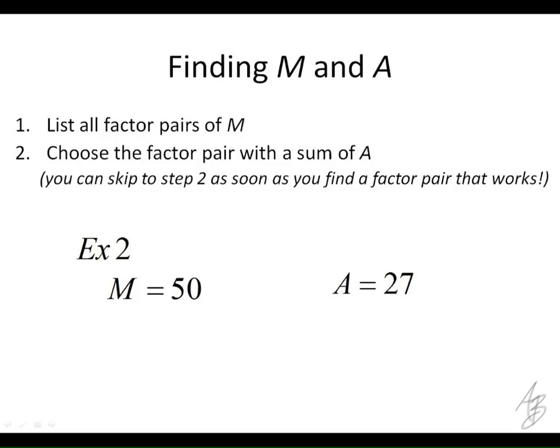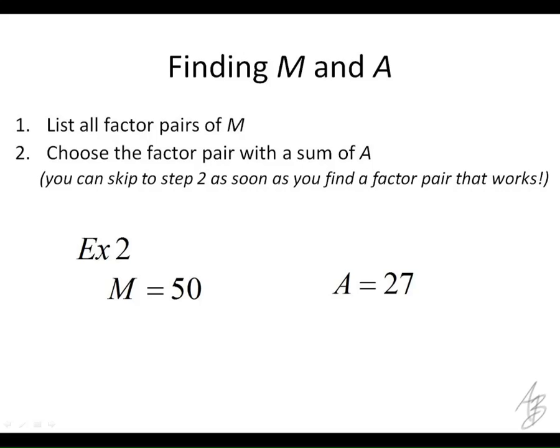So let's talk about how we're going to do this. Basically, the way you do this is you start by listing out factor pairs of M. You can do it in order if you want, like I was going from 1 up through however many we needed to get all the factor pairs. You can just kind of pick random factor pairs. That might be less efficient if you don't know all of them off the top of your head.